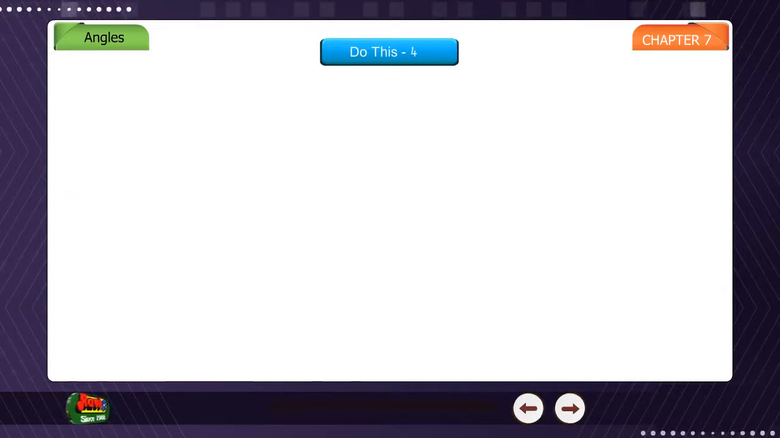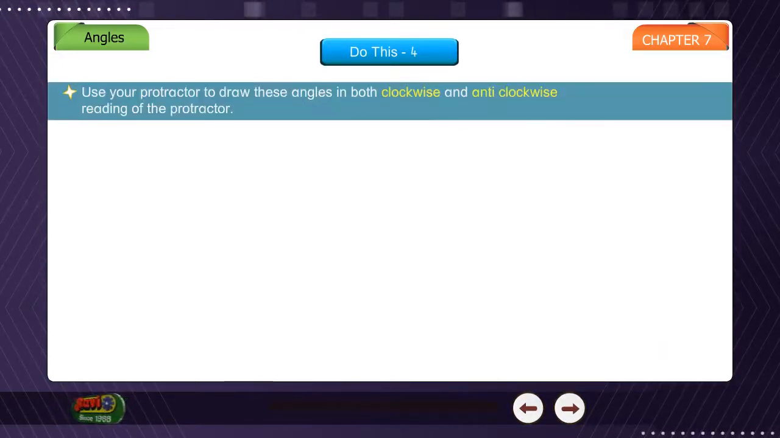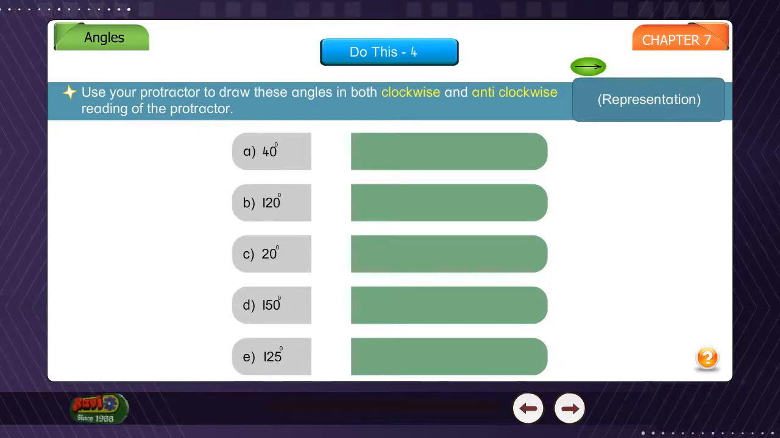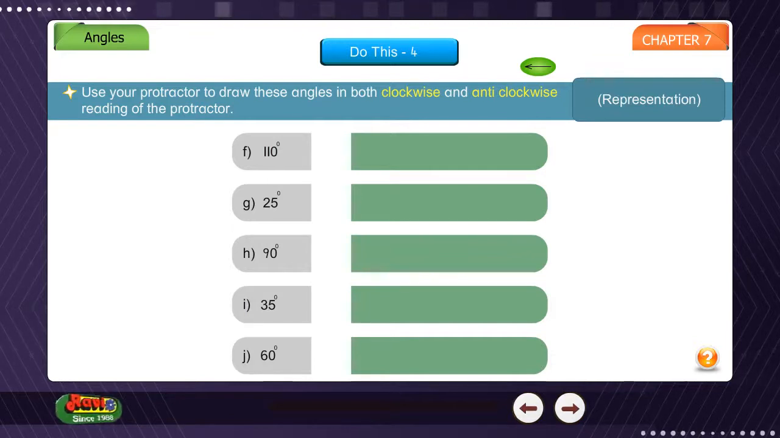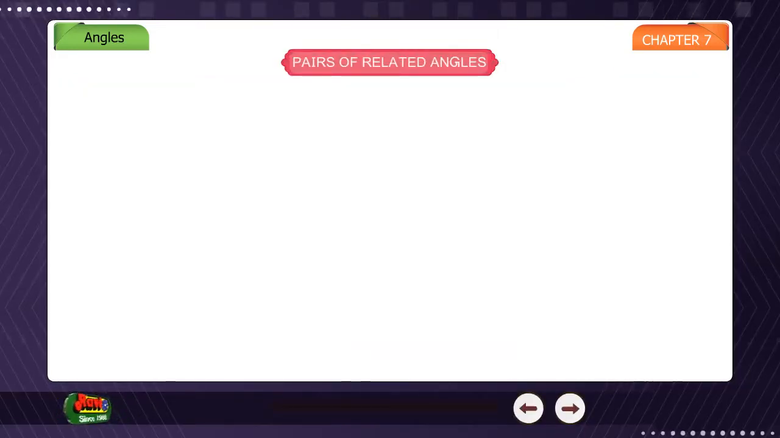Do this. 4. Use your protractor to draw these angles in both clockwise and anti-clockwise reading of the protractor. Representation. Pairs of related angles.